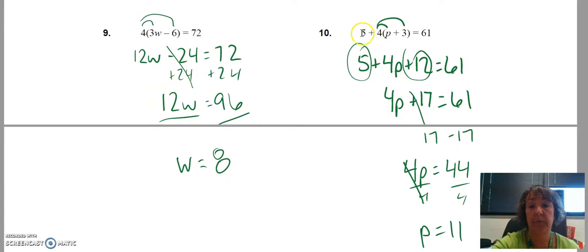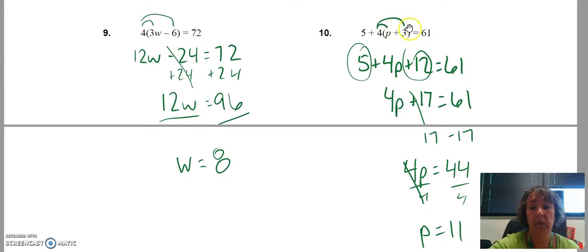Do not distribute this 5. The 4 is what is against the parentheses, indicating multiplication. So the 4 times the P and the 4 times the 3. 5 just drops down. Combine like terms. Undo the plus 17 by doing minus 17 on both sides. Divide both sides by 4, you get P equals 11.